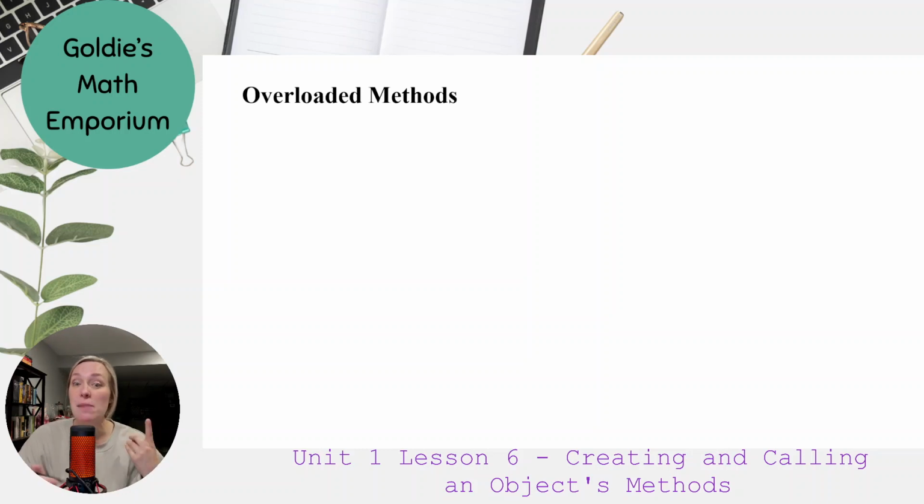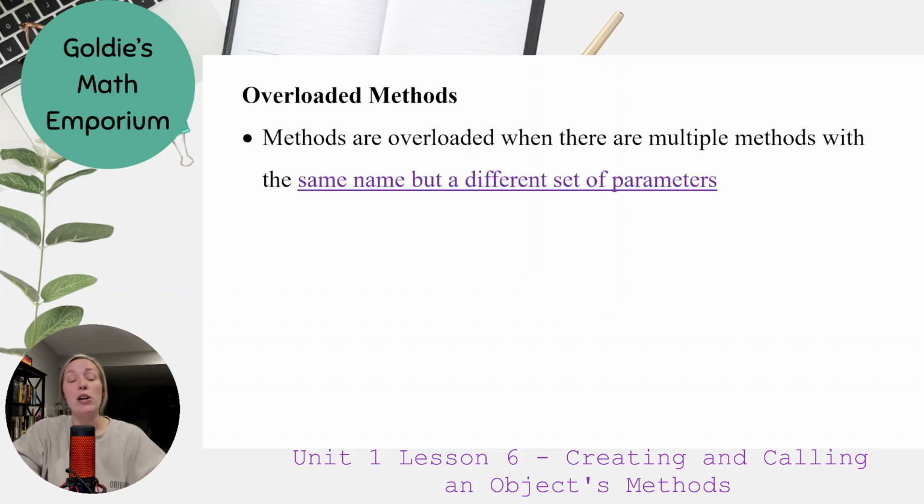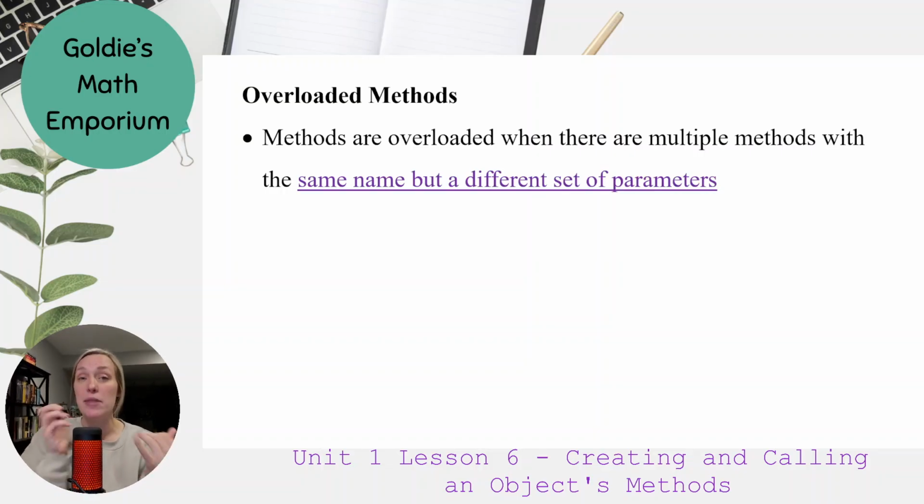And it's going to be the same case with methods. Okay? We call methods overloaded when they have the same name but different sets of parameters, just like our constructors, right?